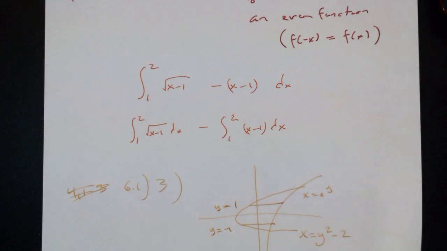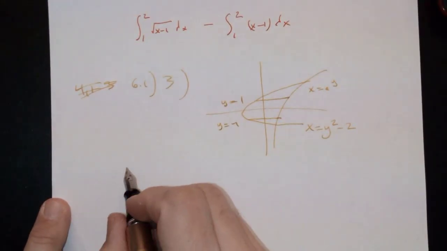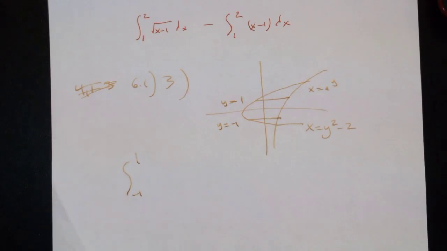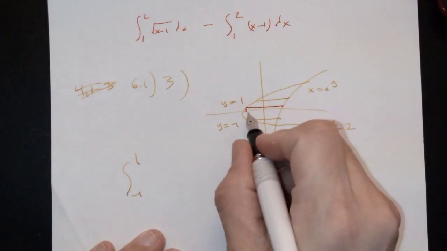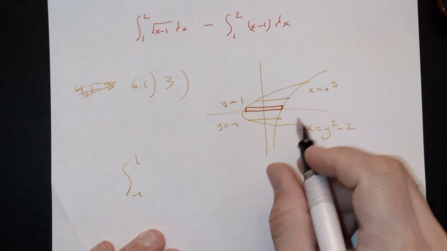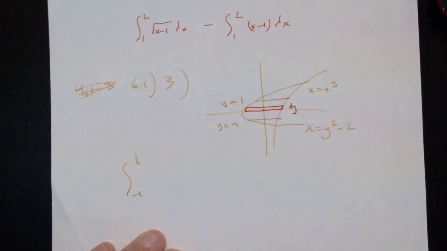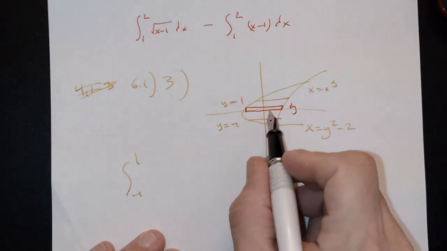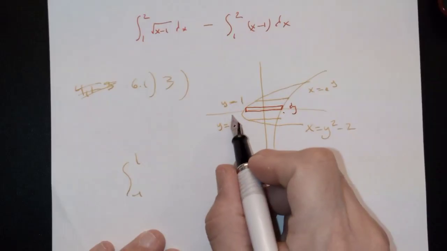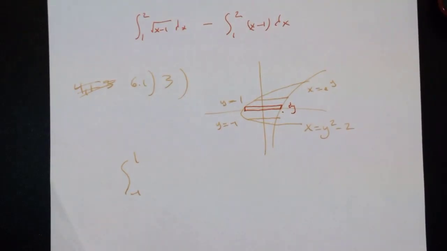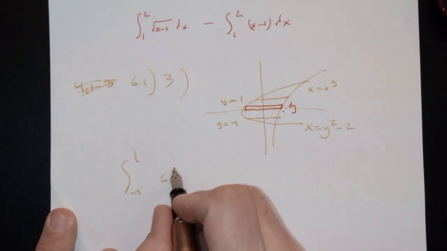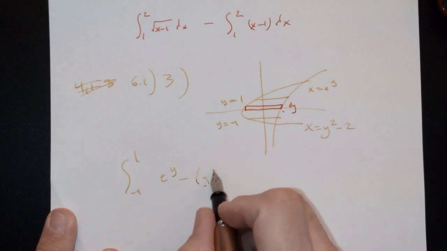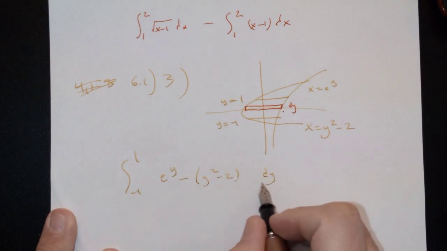Right? So if I set up this integral, it's going to be the integral from -1 to 1. Here's where I draw the little rectangle piece. Okay, my little rectangle is going to look like this. Its thickness is going to be a dy, and its height goes from the x on the right to the x on the left. So its height is e to the y minus y squared minus 2.